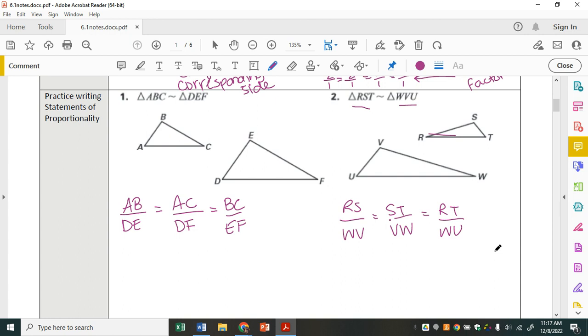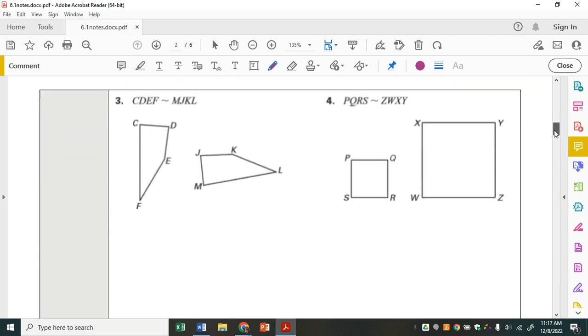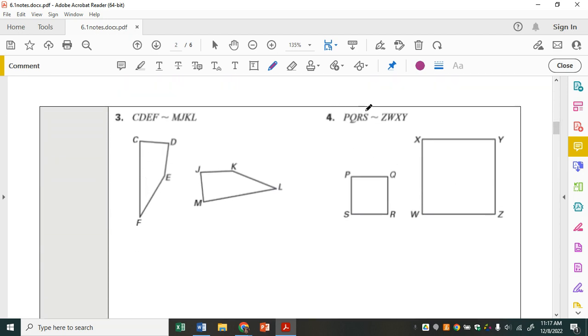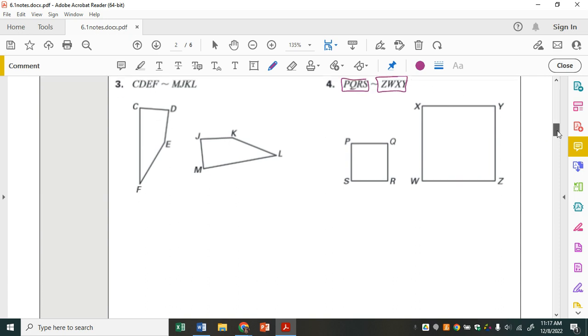Okay, so those are your ratios for 1 and 2. Okay, you can pause the video again. Go ahead and write your ratios for 3 and 4. Again, pay attention to your similarity statement. Okay, that's the most important piece to tell you which sides are corresponding. So for example, PQ does not correspond to XY in this diagram. So base your ratios off of your similarity statements. Okay, go ahead and pause it and try 3 and 4.